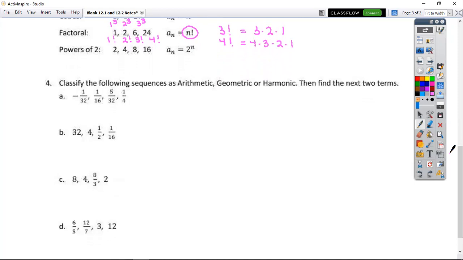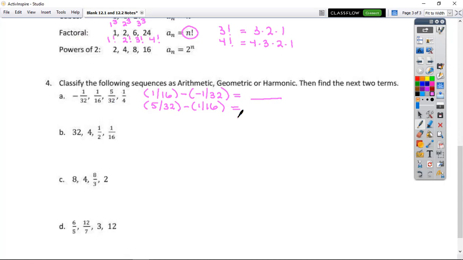So letter A, can I use addition and subtraction to get from term to term here? Well, again, because these are fractions, sometimes you want to actually look at this. So if I do 1 over 16 minus negative 1 over 32, what do I get? And is it the same value as the third term minus the second term? So try that first. Use your calculator. So 1 over 16 and then minus negative 1 over 32. Math, enter, enter.